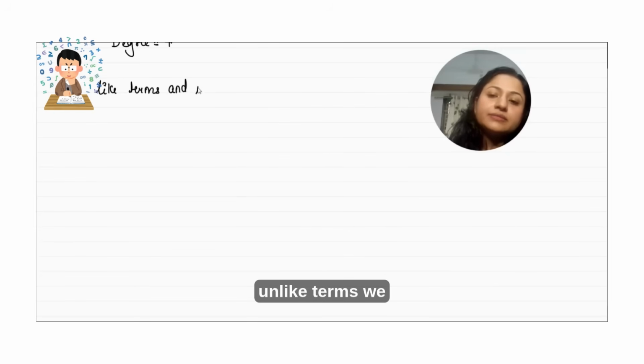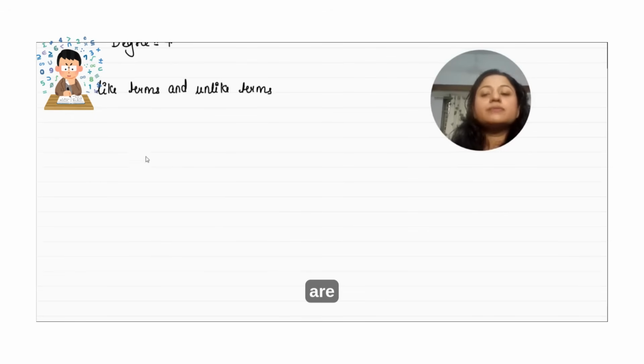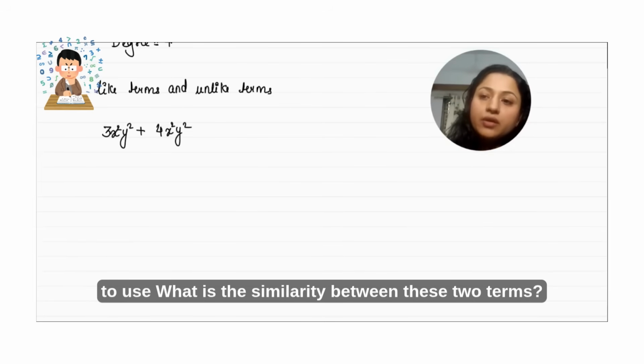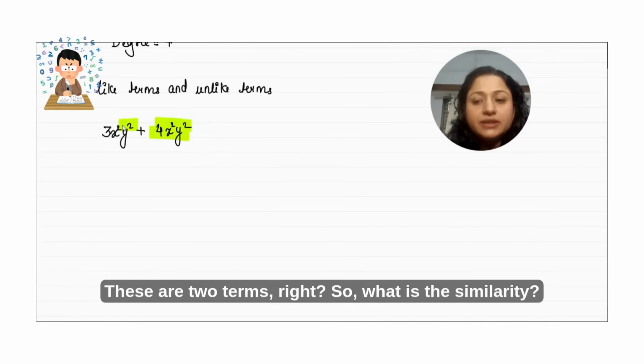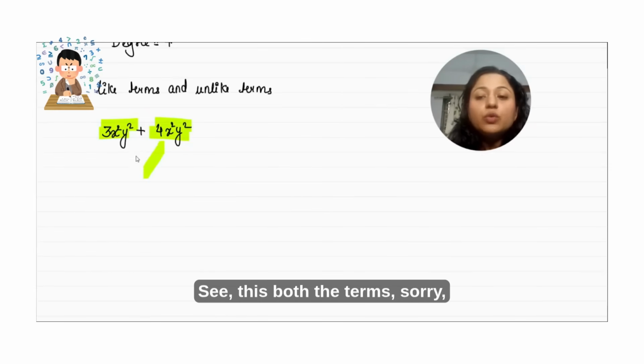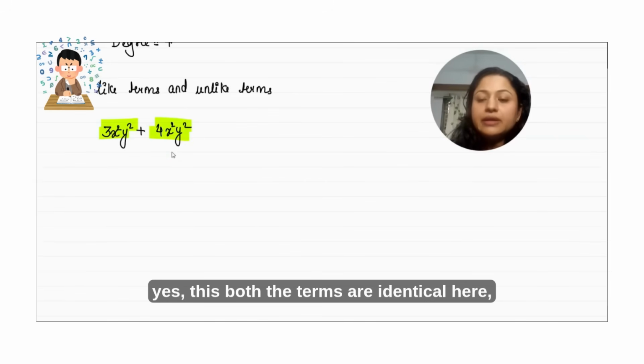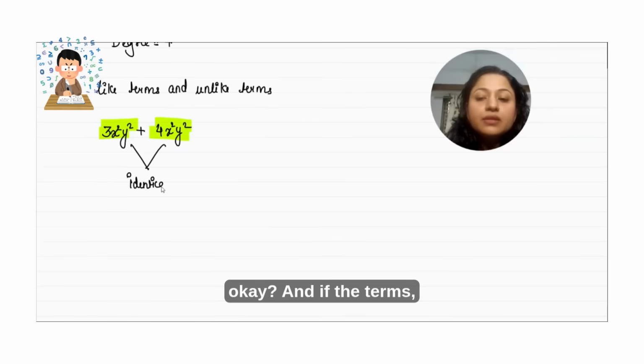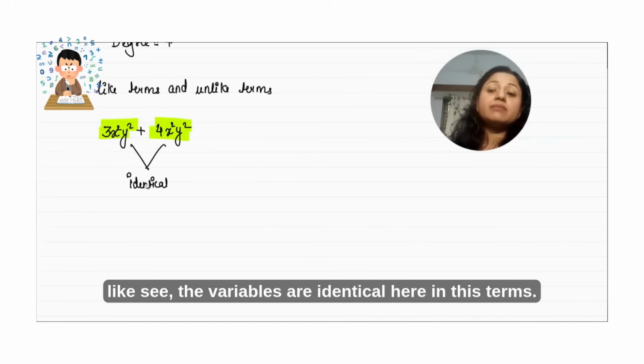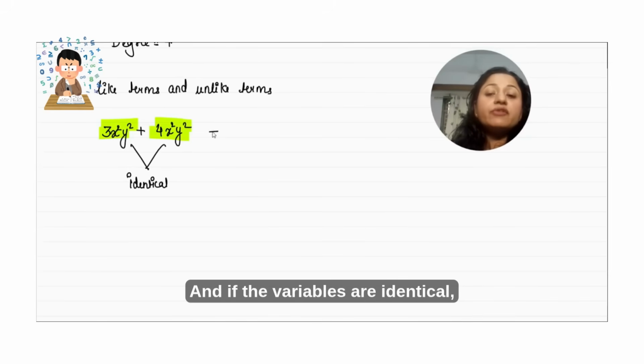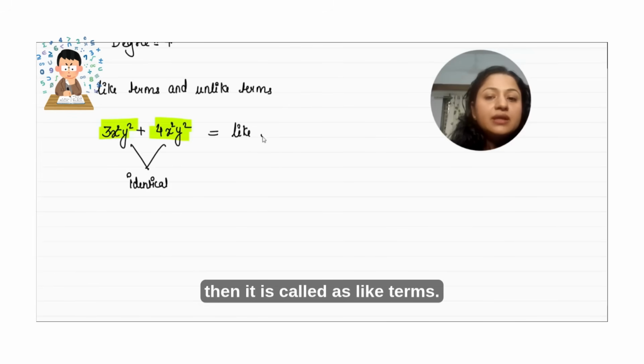So now let's understand like terms and unlike terms. Suppose I have written the equation 3x square y square plus 4x square y square. What is the similarity between these two terms? These are two terms, right? So what is the similarity? See, both the terms are identical here. The variables are identical in these terms, and if the variables are identical, then it is called like terms.